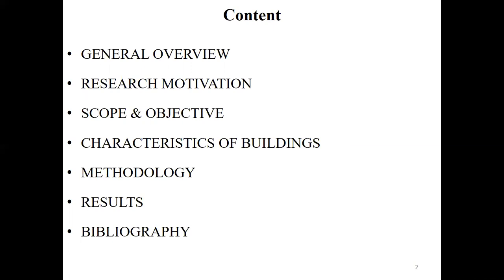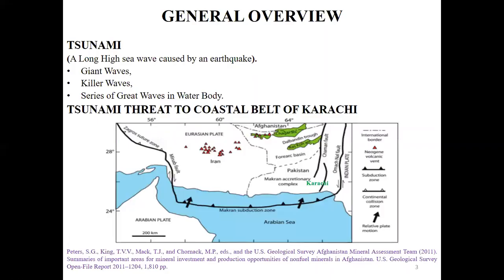Moving on towards section 1, in the general overview, I'll be defining tsunami. Tsunami is a long high sea wave caused by an earthquake. And tsunami is also known as the giant waves, the killer waves, and the great waves in a water body.